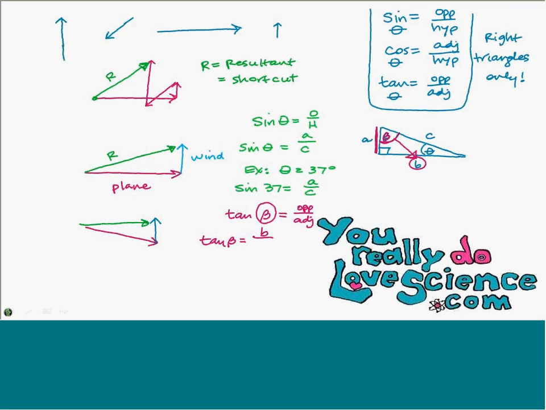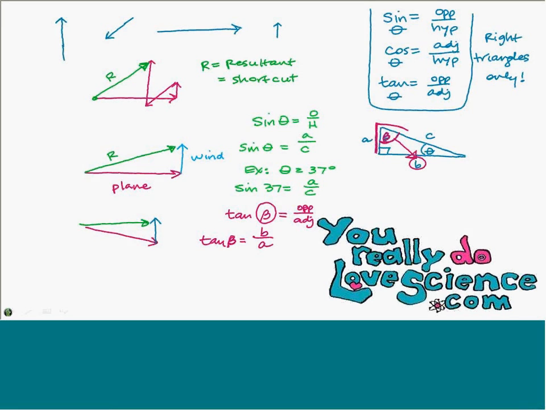Here's the adjacent, because the adjacent side is the side of the angle that is not the hypotenuse. And so tangent of beta is going to be B over A. For angles, you can use all kinds of Greek letters, like alpha, beta, gamma. Theta is just the Greek letter, I think, for T. That's a little refresher, and then we'll get into inverse tangent, inverse sine, and inverse cosine in a minute.